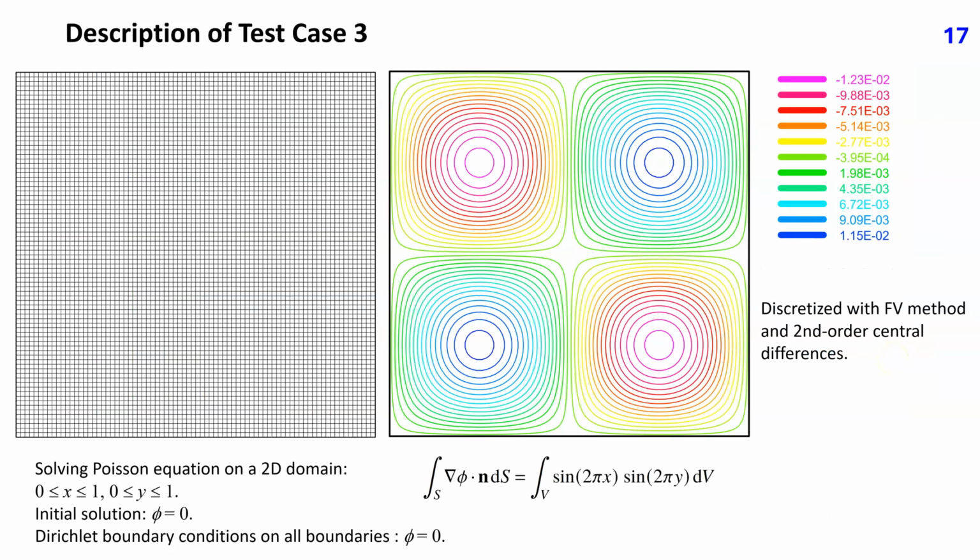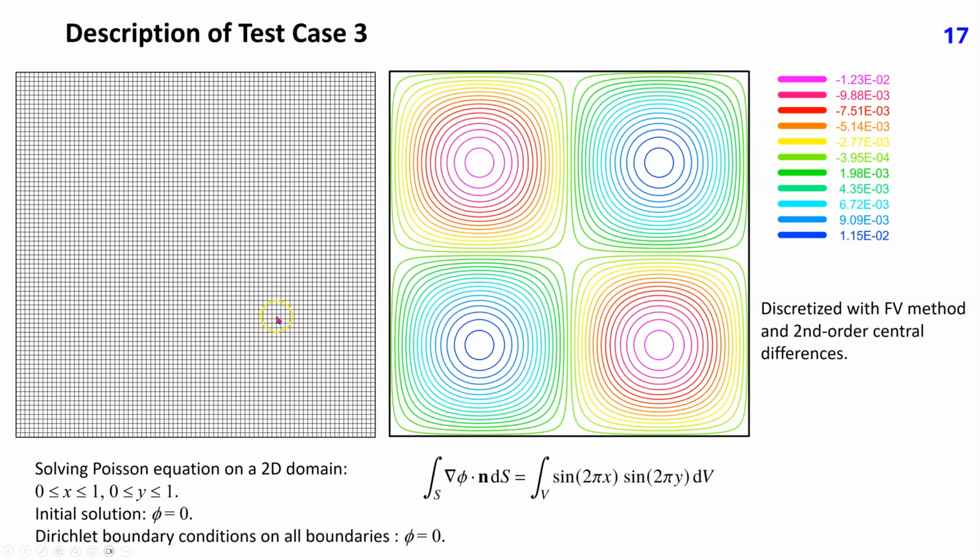The third test case is about solving the Poisson equation on a 2-dimensional square domain of 1 by 1 meter. The integral form of the Poisson equation is discretized by a finite volume method using second-order central differences to approximate the gradient of phi. Dirichlet boundary conditions with specified zero values on all boundaries are used. The source term in the Poisson equation is a product of 2 sine functions, as shown here.